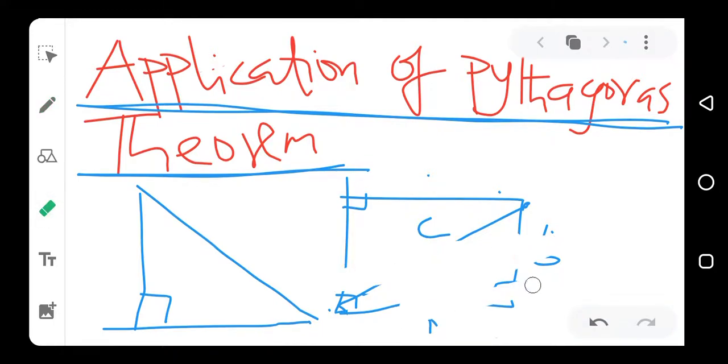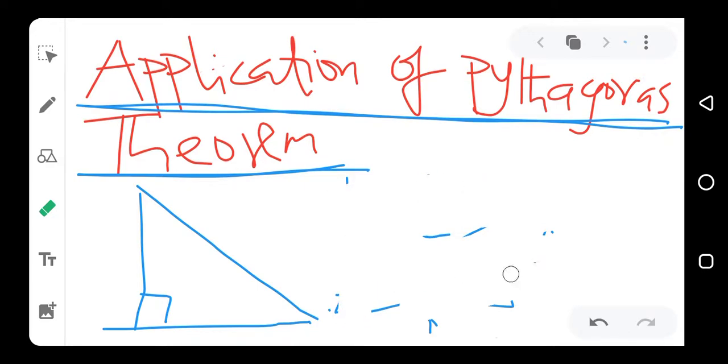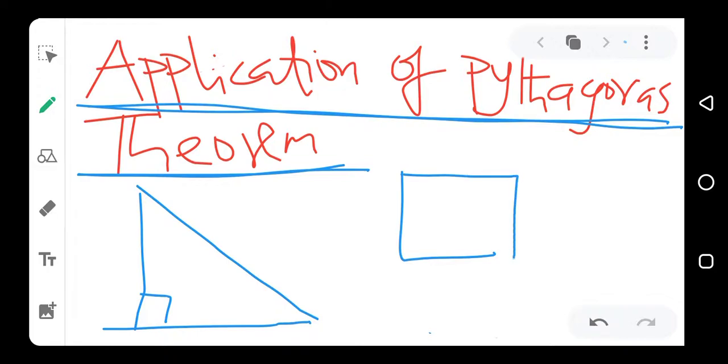Now assuming we also have something like a square. In a square, each of the angles is also 90 degrees, and each of the sides is equal. So assuming we know this side is A, this side is also A. Now if we draw a diagonal and call it C, this side is A and this side is also A.